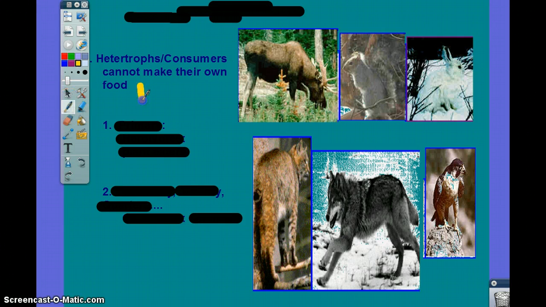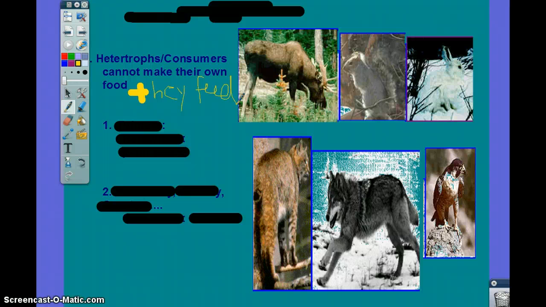Hold on, I just put it in your head. Cannot make their own food. They feed.